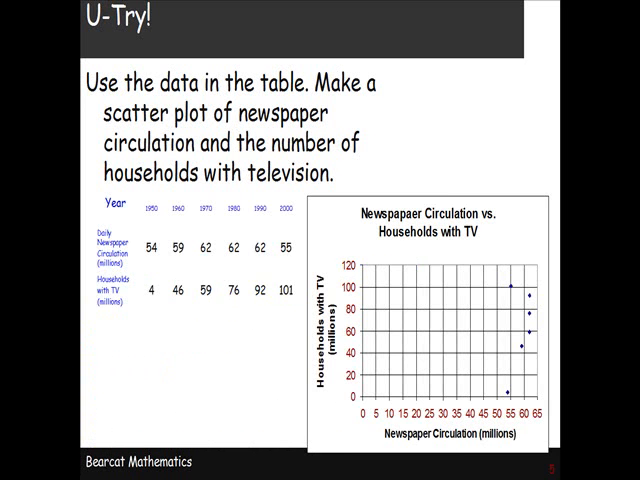Okay, let's see. I've minimized the data table so I have more room to show the scatter plot. Newspaper circulation versus households with TV is the title. Newspaper circulation in millions is the horizontal axis label, and households with TV in millions is the vertical axis label. We probably could have picked a better scale for our axis. Instead of going from 0 to 55, maybe, or 65, maybe we want to go like 50 to 65 and just look at that piece. But this is what we have. We have these sets of data.